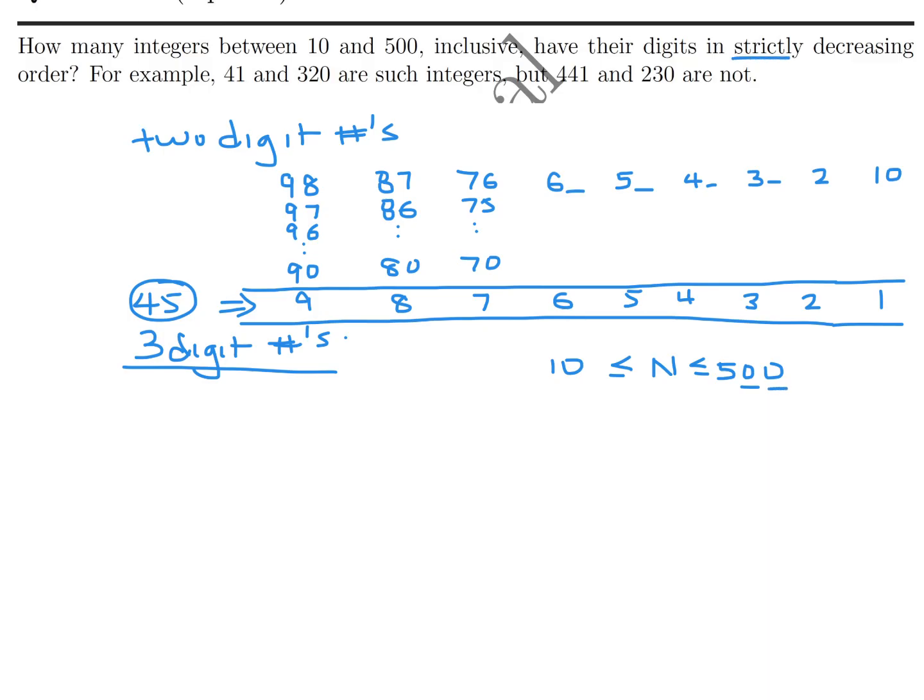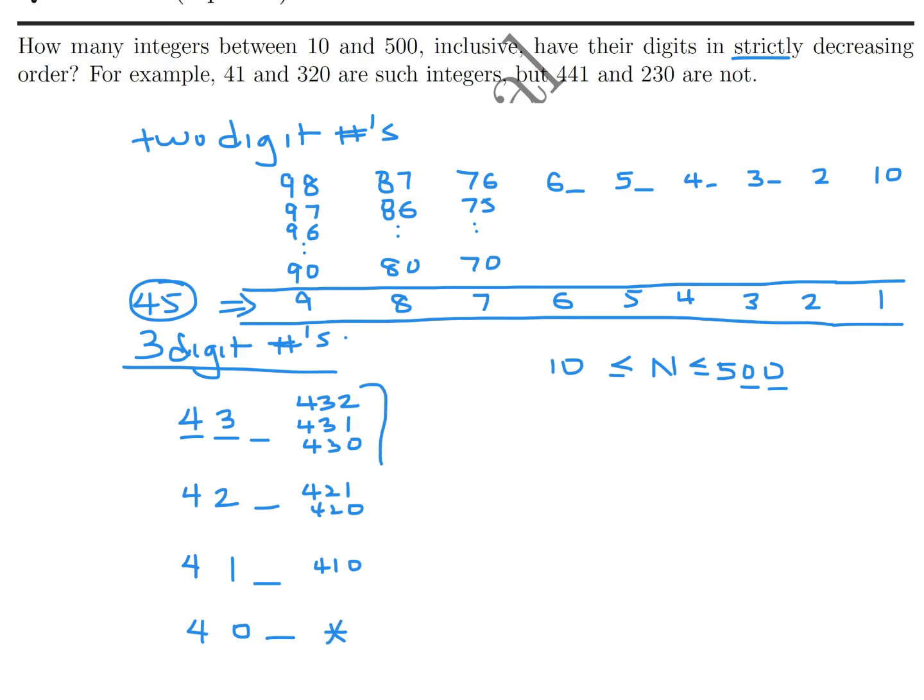So we start with 499. If 4 is the first digit, the next digit has to be a 3, or the next digit has to be a 2, or the next digit has to be 1, or the next digit has to be 0. So these are the only possibilities. But then we also have to fill in that third digit. Not a problem. The choices could be 432, 431, or 430, right? For this one, 421 or 420. For this one, 410. And for this one, there's nothing that works that is strictly decreasing. So this gives me 6.